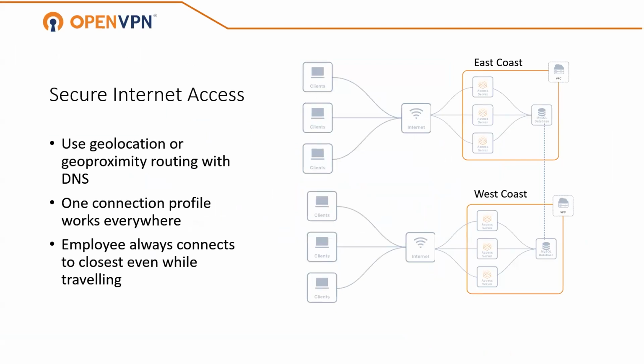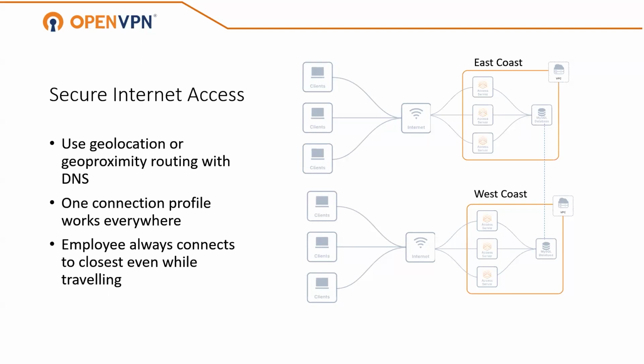Now, let's look at another case here. This is an example of providing secure internet access. So we want to tunnel all the traffic to secure internet gateways located in one East Coast data center and one West Coast data center, based on which one of these data centers the employee is closest to.